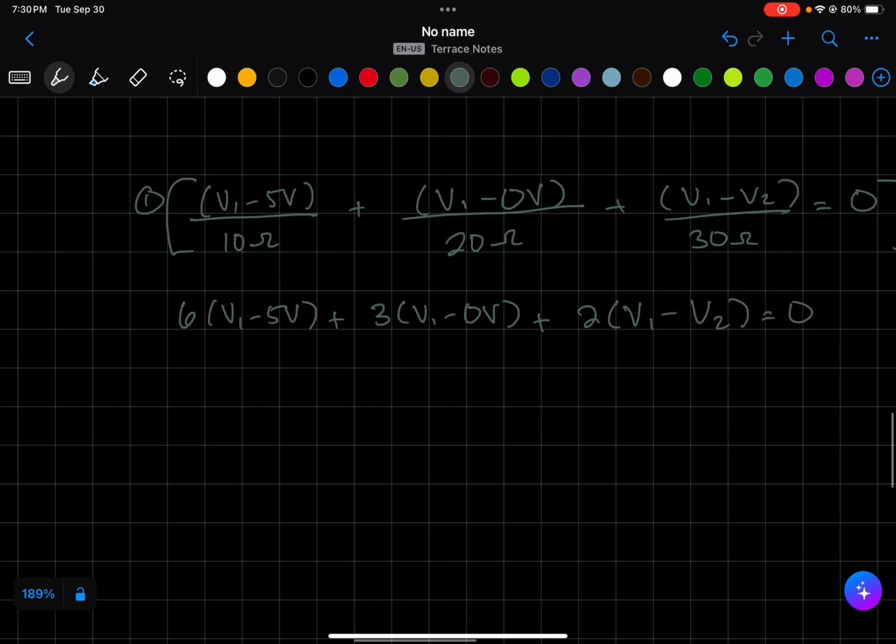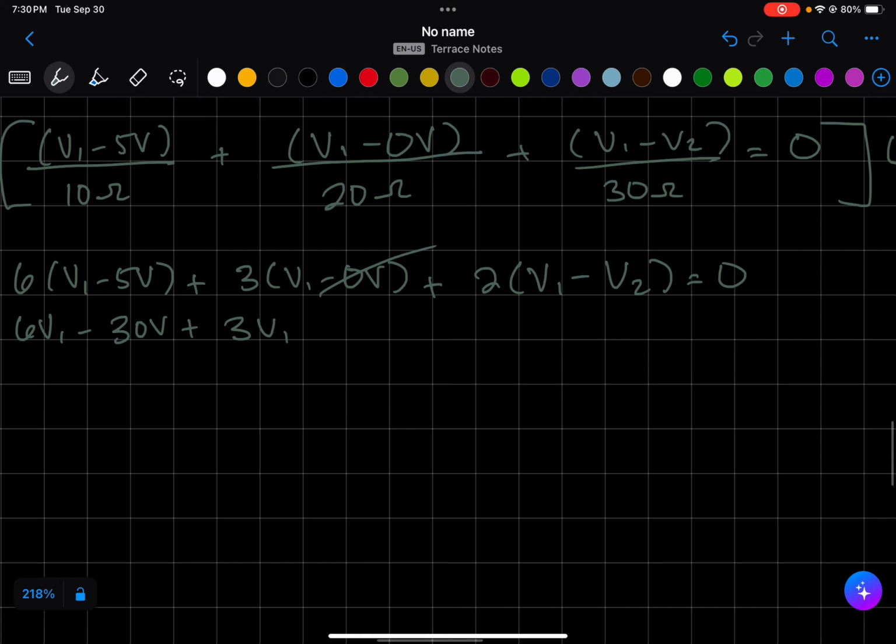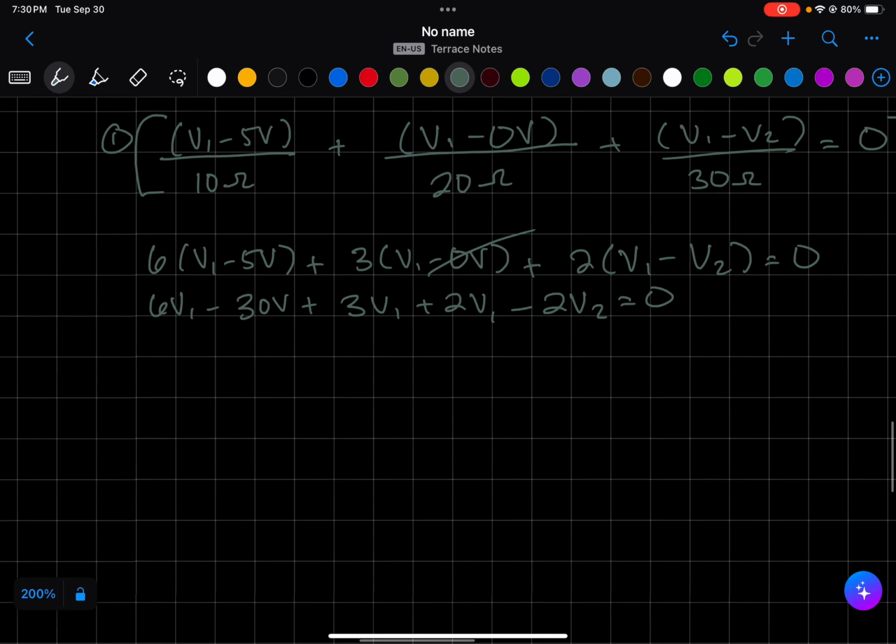Then you distribute the outside to the inside, times, I'll just put it really quick, that's just 0 plus 2 v1 minus 2v2 equals 0.